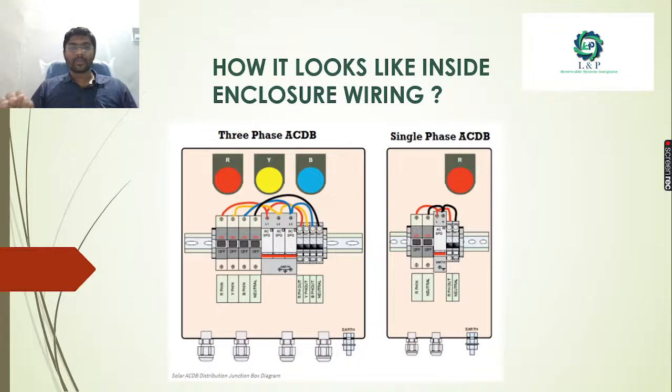So how it looks like, this is an example of a single-phase ACDB and a three-phase ACDB. This is how it is. We have switching terminals for the RYB, and we have an AC SPD, a three-pole AC SPD. And if you're going for a single phase, we have a single-pole AC SPD, and we have switches for R and Y terminals. So this is how an ACDB looks like.